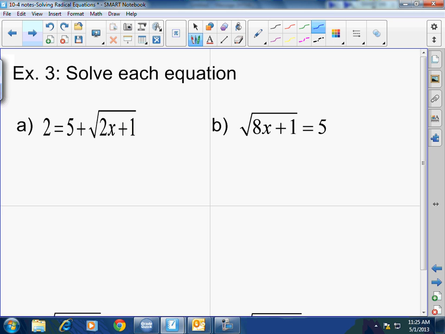Let's just practice, okay? Now remember, solve each equation. They're not always going to tell you, oh, by the way, check for extraneous solutions. That is something that you have to do, and you got to know you got to do it. Okay, my brothers? So let's start.